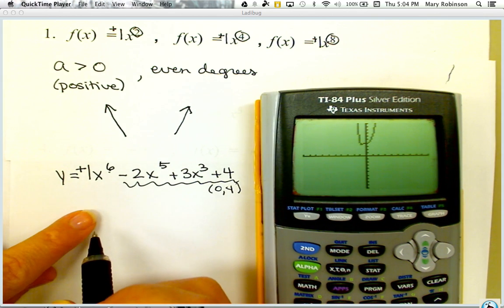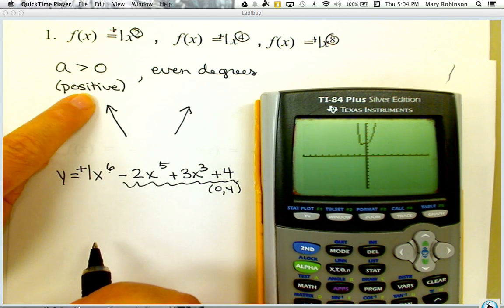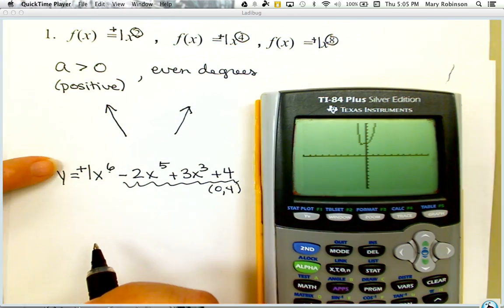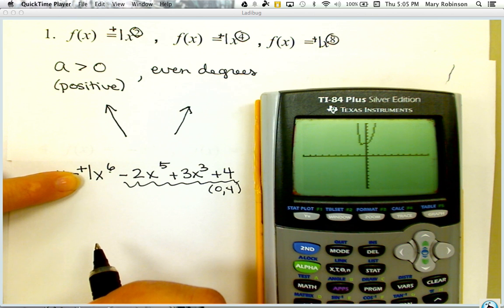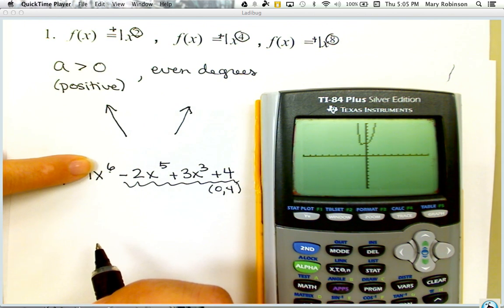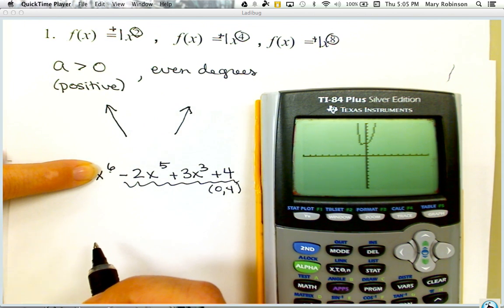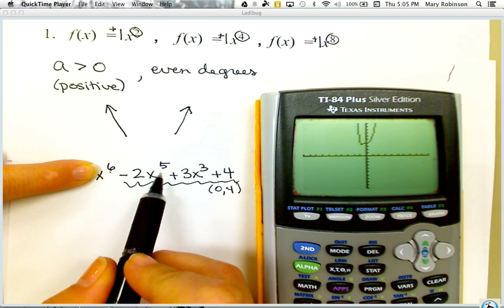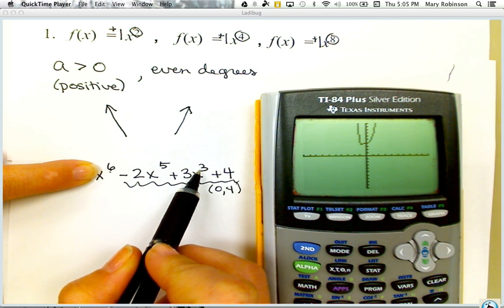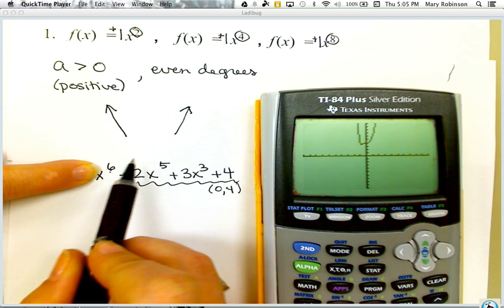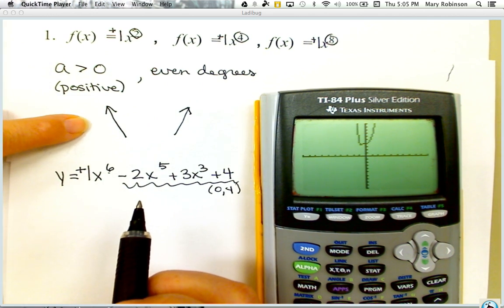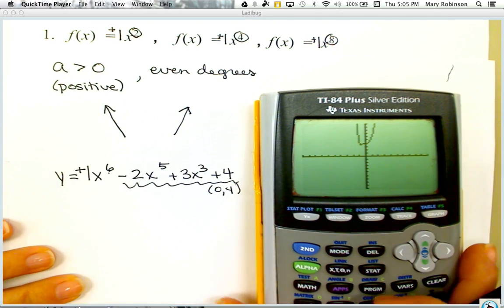So that means all polynomials that have a positive leading coefficient, meaning the number in front of the term with the highest degree, in this case it was 1, and as long as our degree is even, remember that your degree is the highest exponent of a polynomial. So even though you see the exponent 6 and the exponent 5 and the exponent 3, the degree is the largest. So our degree is 6. Because it fits this criteria, we know that both ends go up.